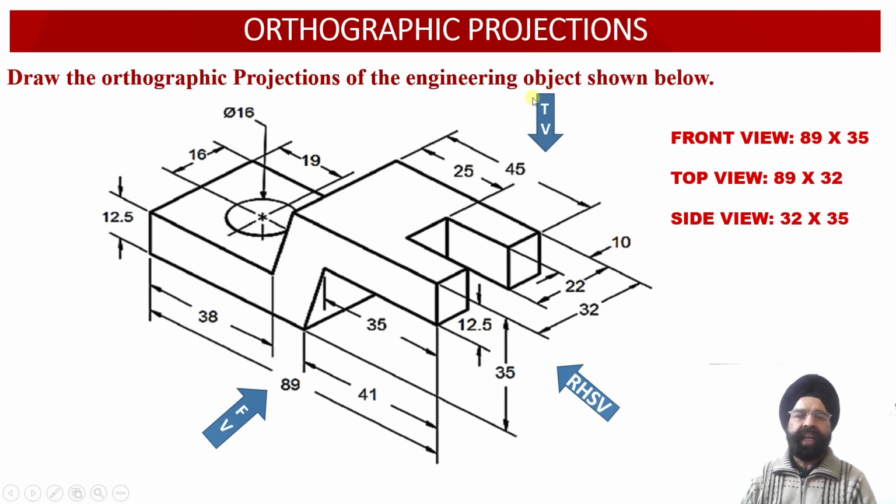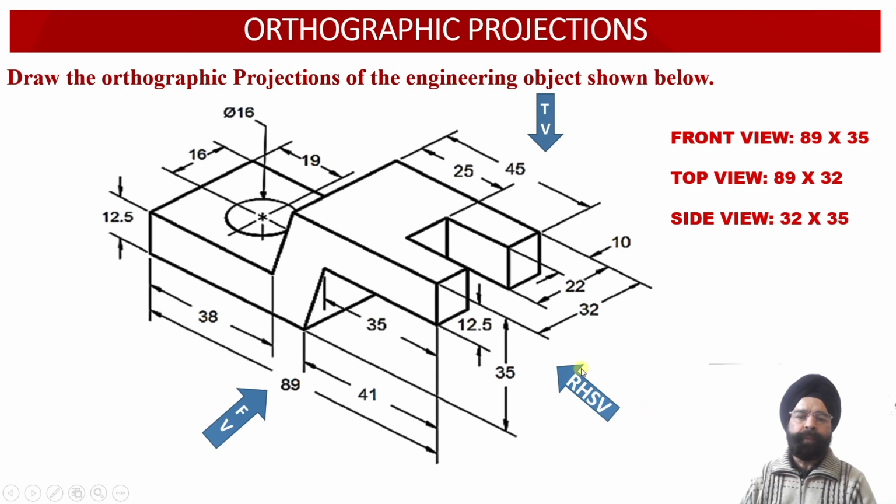When we look at the solid from the top view orientation, we observe that the width of the solid is equal to 89 millimeter, while the depth of the solid is equal to 32 millimeter. So the dimensions of the top view face of the solid will be 89 millimeter by 32 millimeter.